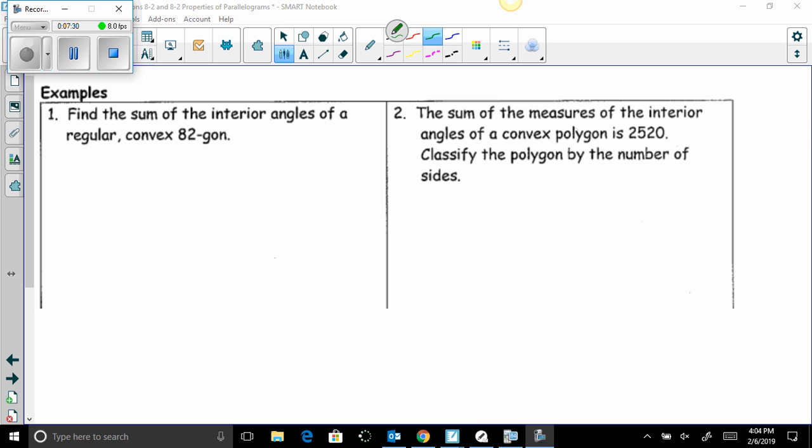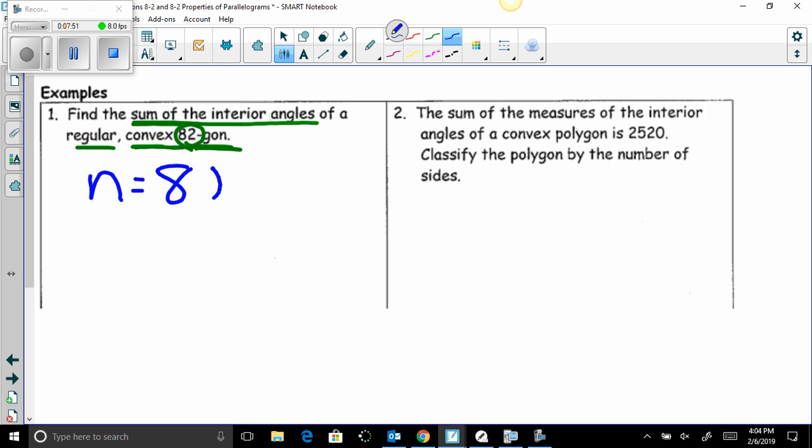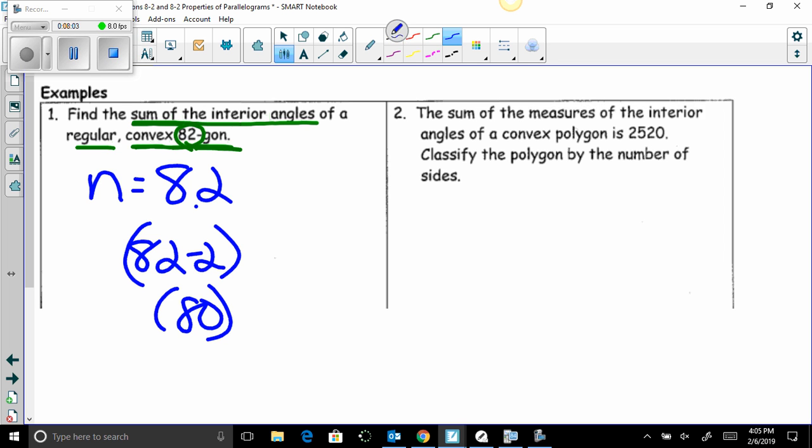Find the sum of the interior angles of a regular convex 82-gon. So let's ask ourselves, how many sides does this have? That is my n. This has 82 sides. Remember the formula. I take 2 away from this. If I take 2 away from that, 82 minus 2 gives me 80. And then I go ahead and multiply that by 180 degrees.